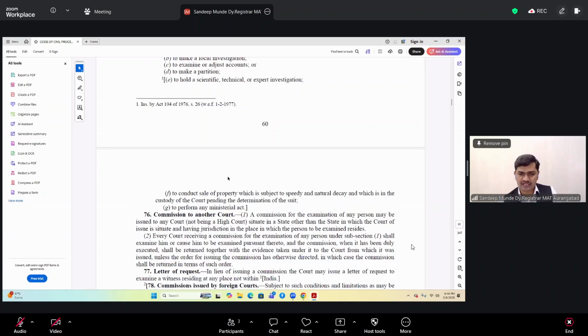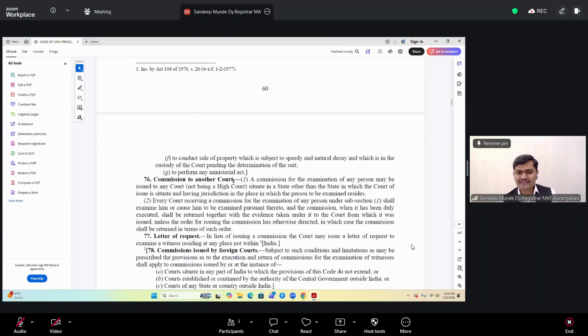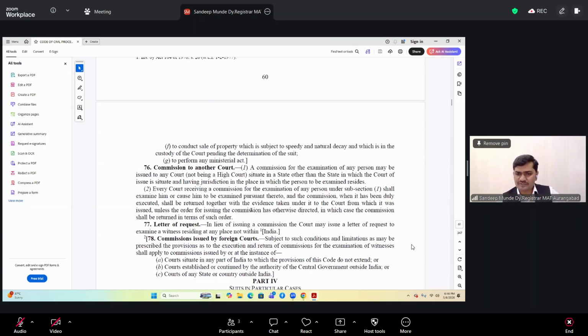Section 76, commissions to another court. The commission for examination of any person may be issued to any court, not being a High Court, situated in that court's jurisdiction. Section 77, letter of request: in lieu of issuing a commission, the court may issue a letter of request to examine a witness residing at any place not within India. Only the word has been changed. It can be issued instead of commission, a letter of request.